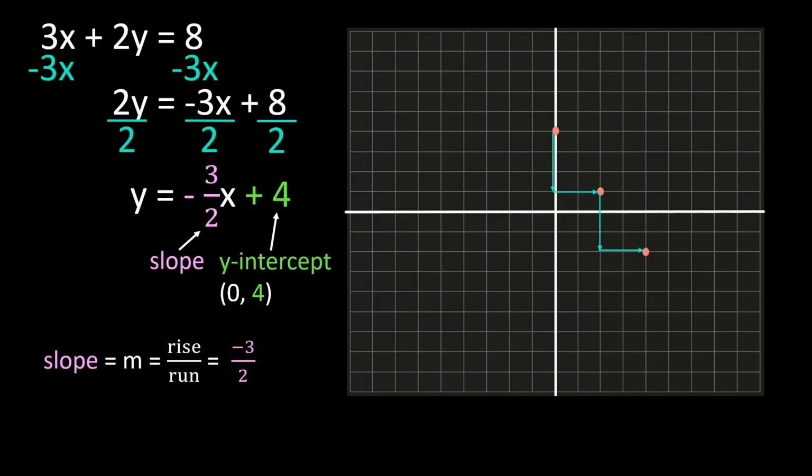Then to graph the line, I'm simply going to put a line through each of these points. So this is the line for the equation 3x plus 2y equals 8, which in slope-intercept form is y equals negative 3 halves x plus 4.